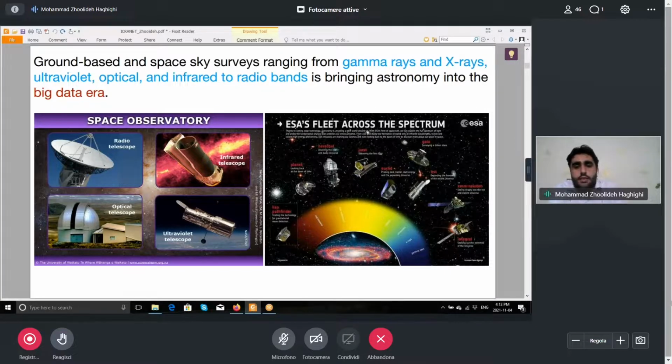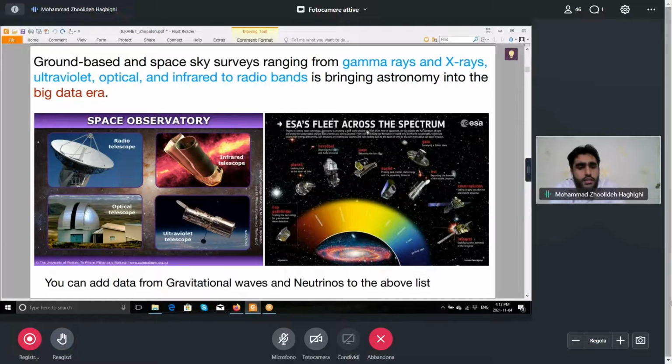And as you can see here, there are some selected sky telescopes. For example, you can see Planck here, Euclid, XMM Newton, and different types of sky telescopes which are gathering data every day. And to add to these observations and surveys, we are collecting data of gravitational waves and neutrinos, and you can imagine how much data we are encircled with and we are gathering.